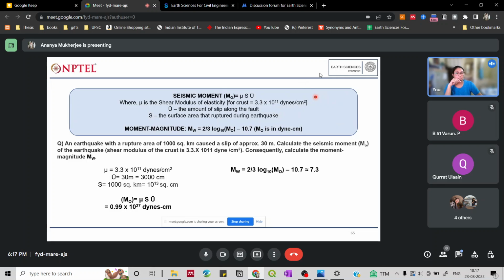Slip is the, suppose, okay, so what is a slip? Sorry. Is my screen not changing?